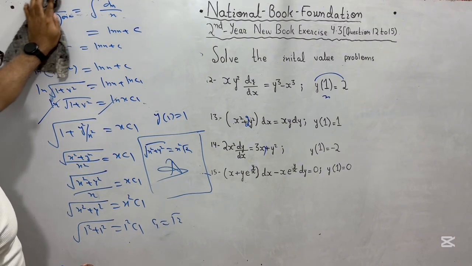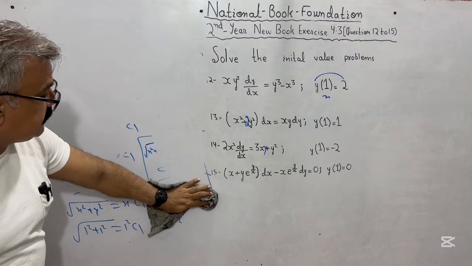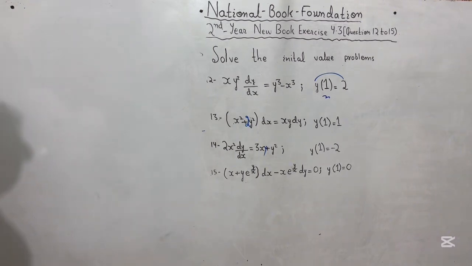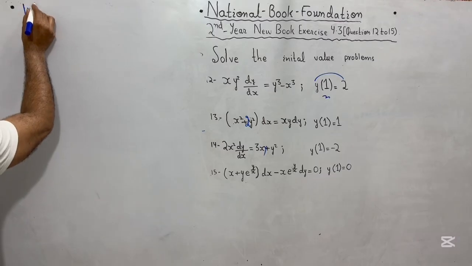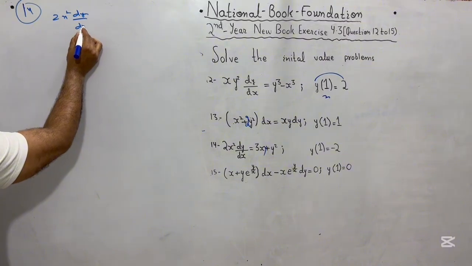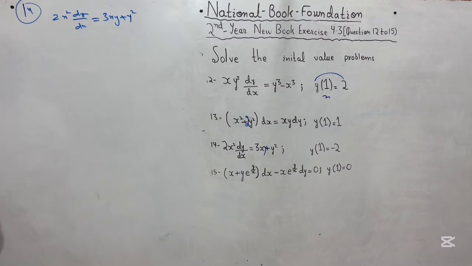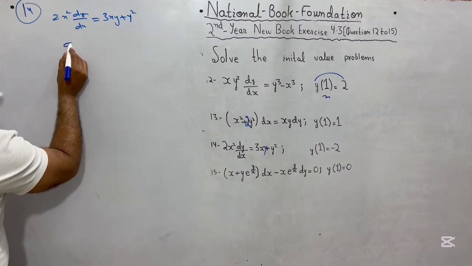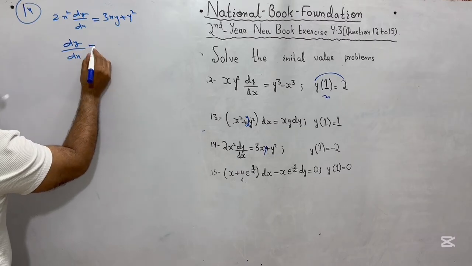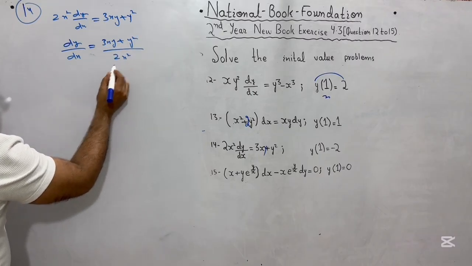That's, I think, 14, second last. 2x square dy over dx plus 3xy plus y square. And the final question, having question number 14: 2x square dy over dx is equal to 3 times xy plus y square. We have already the ratio of dy over dx. Just shift 2x square in division towards the right hand side. dy over dx is equal to 3xy plus y square divided by 2x square.